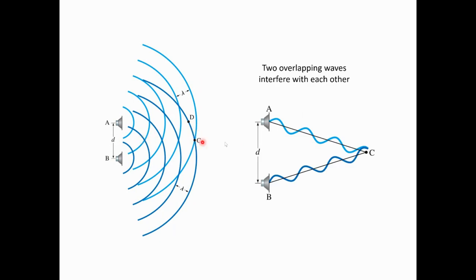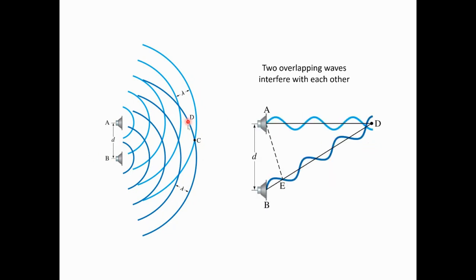So at a point like C, you've got waves that arrive at C in phase. At C, so here we've got one wavelength, two wavelengths, three wavelengths, and a half, or a quarter. And then here we've got one wavelength, two wavelengths, three wavelengths, and a quarter. So at C, the waves arrive in sync. And so there's a constructive interference going on.